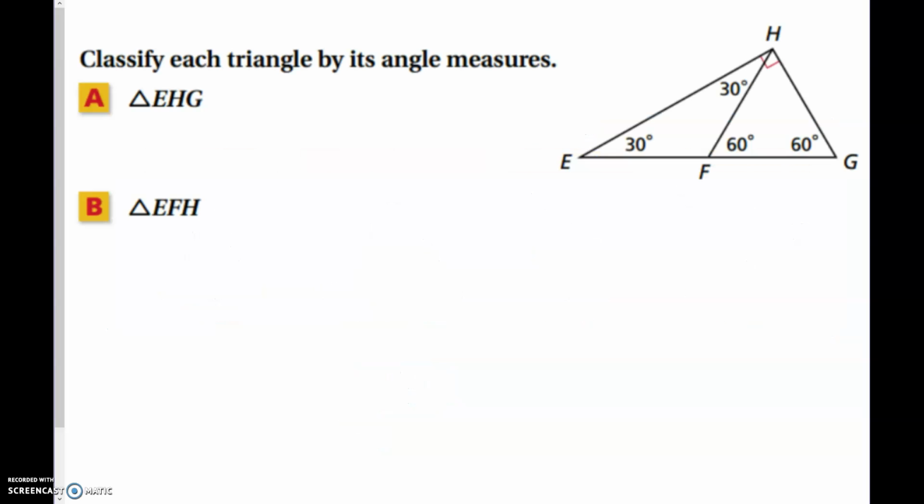All right, so classifying by its angle measurement, EHG. Looks like we have a right angle in there, so we're going to call that a right triangle.